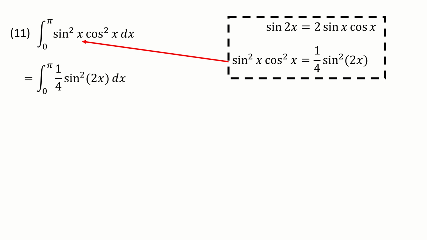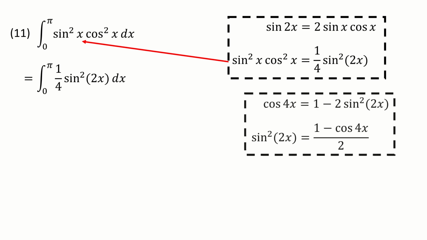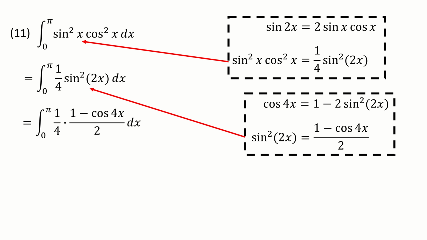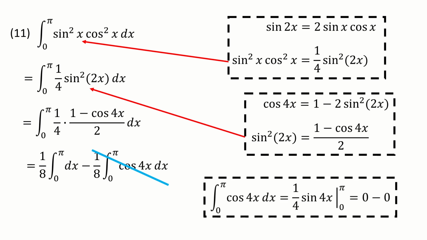So we got here. Now we need to deal with the sine square term inside this integral. We use the double angle formula again for the cosine function. So we replace this square term with 1 minus cosine 4x divided by 2. So we got here, and we rewrite it into two parts. Note that the second part is 0 after you do the integration, because the antiderivative of this integral is sine 4x, which vanishes at 0 and 4 pi. So here is our final answer.